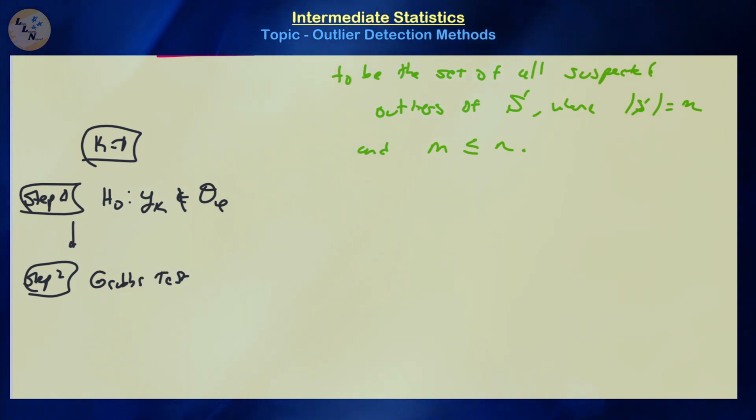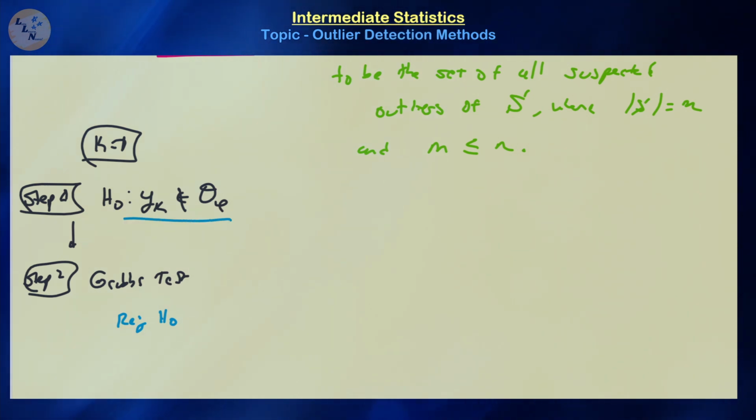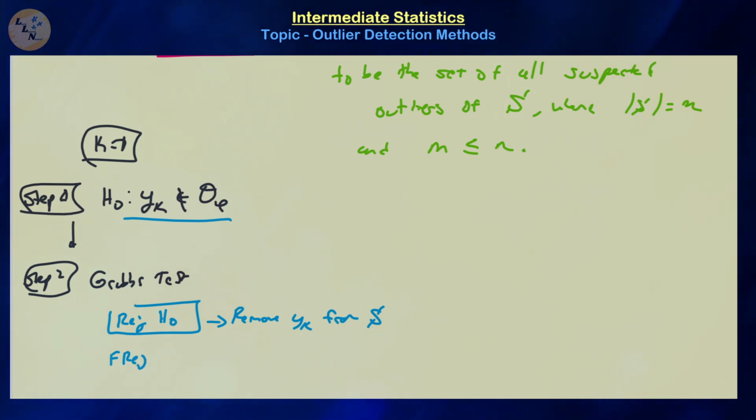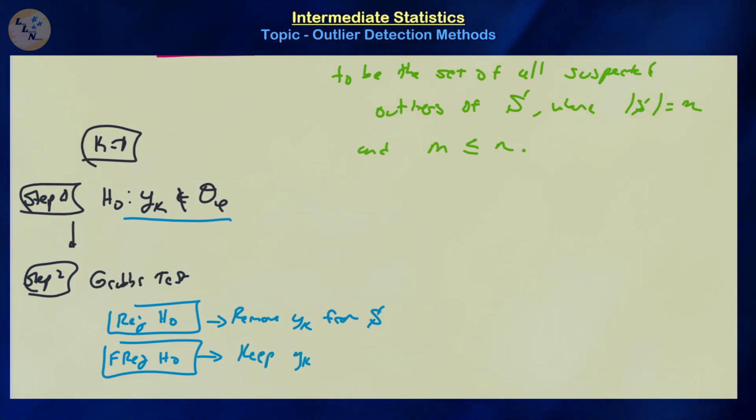If we reject the null hypothesis, what does rejecting the null hypothesis in Grubbs test mean? If we're rejecting the claim that y is not an outlier, that means we have evidence to believe that it is. So rejecting the null hypothesis will force us to remove yk from our data set S, and failing to reject the null hypothesis means we have evidence to believe that it's not. That means we're going to keep that point inside our data set S.